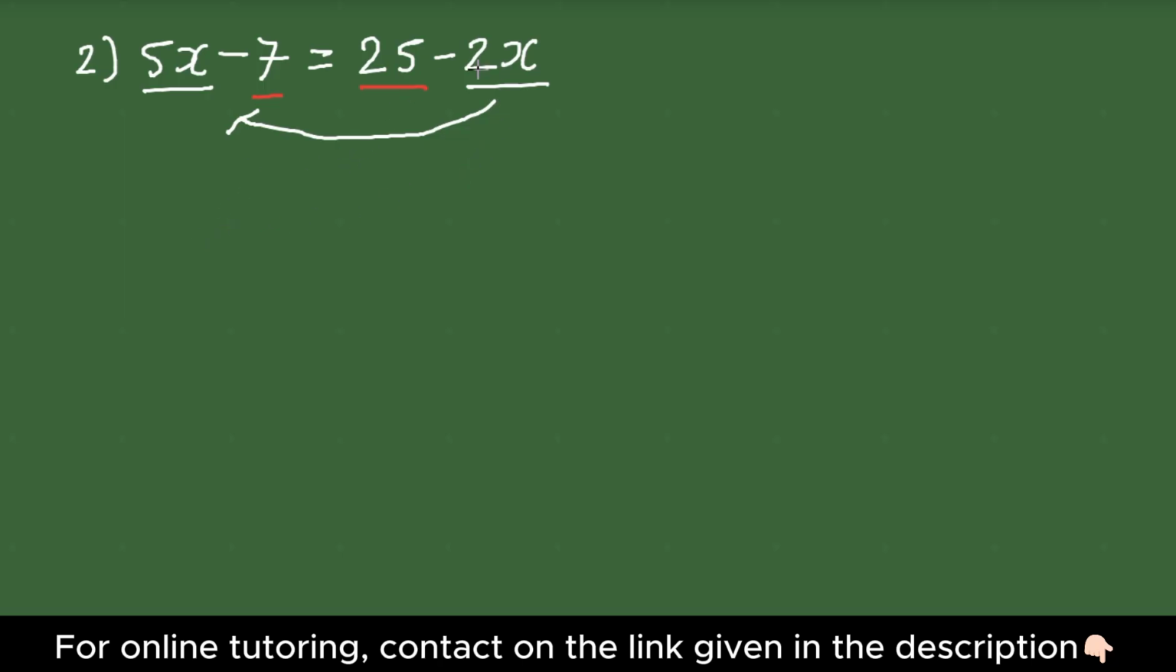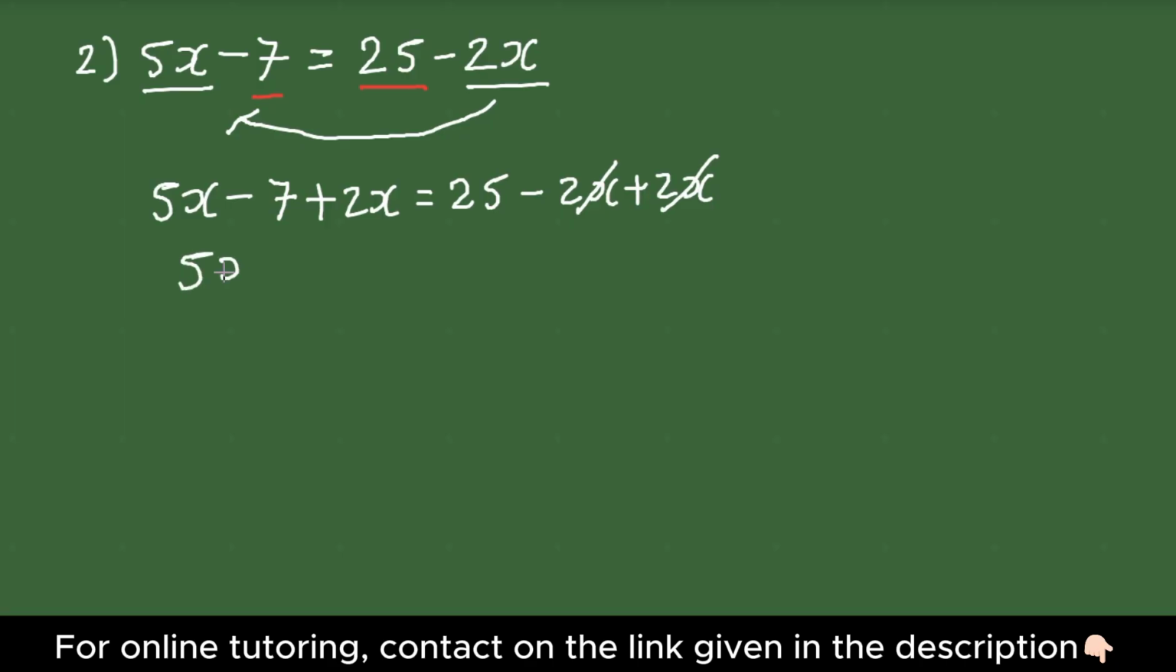Or we can add 2x on both the sides. So we will have 5x minus 7 plus 2x is equal to 25 minus 2x plus 2x. We have added 2x on both the sides. You can see that on the right side minus 2x plus 2x will be 0. So we can cross out these two terms. So now we have 5x minus 7 plus 2x is equal to 25.